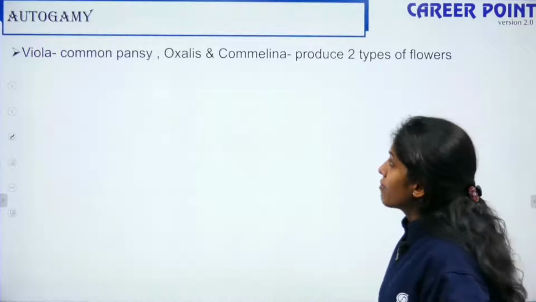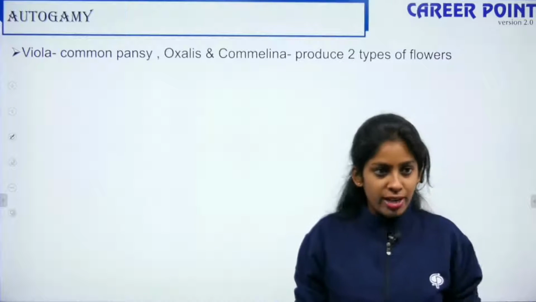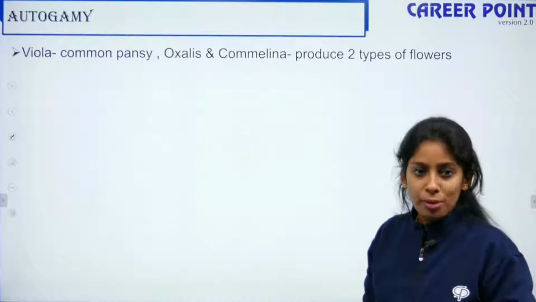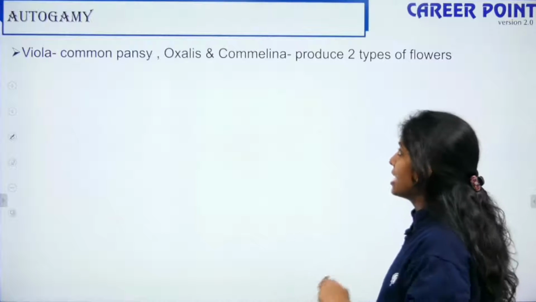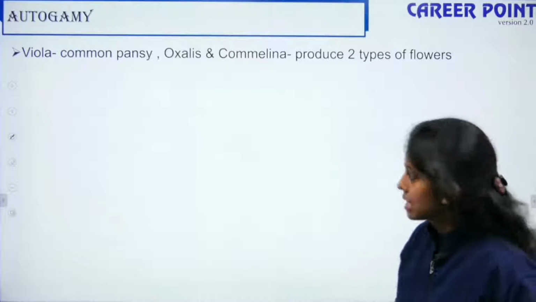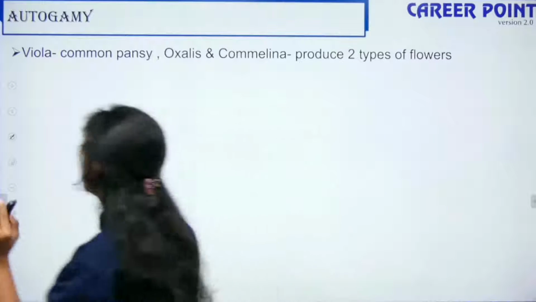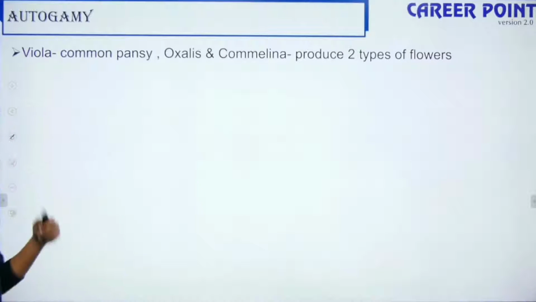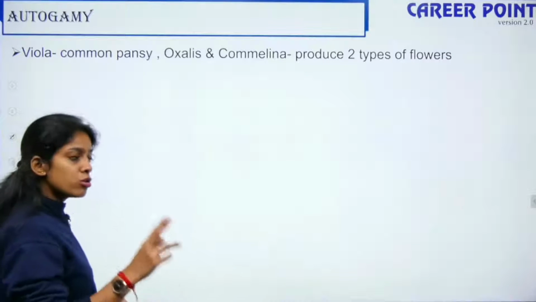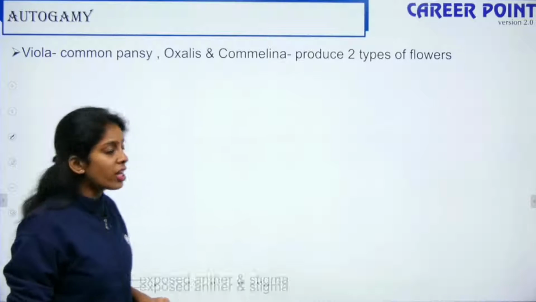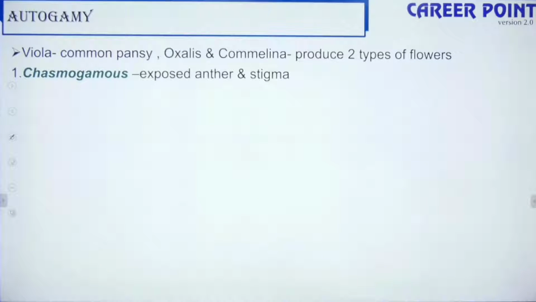So autogamy is seen, and examples are very important. Autogamy is seen in Viola, that is also known as common pansy. In Oxalis and Camellia, these are the examples. Viola, common pansy, shows autogamy. Oxalis and Camellia also show autogamy, but they have two types of flowers. So what are the two types of flowers? One is the chasmogamous flower, the other one is the cleistogamous flower.